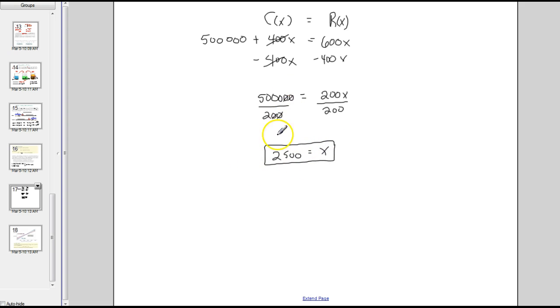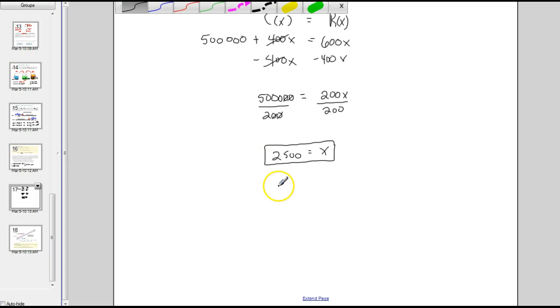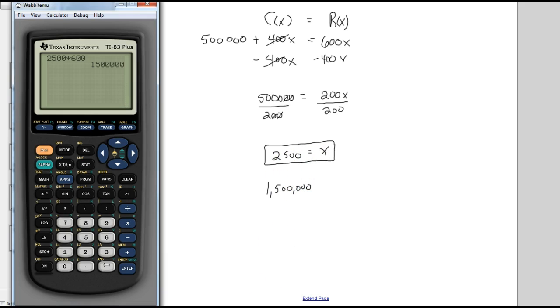Alright, and then if we plug in again that 2,500 into either the revenue or the cost function, I'm going to plug it into revenue, we get the amount that it costs to produce that many, which is also the amount of revenue if we sell that many. Okay, so 2,500 times 600 is 1,500,000. So that's our revenue and our cost when we produce that many goods.